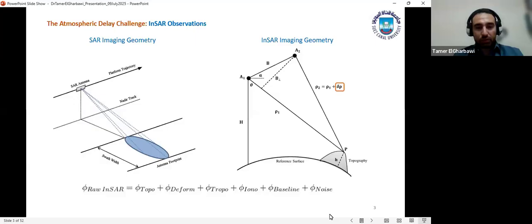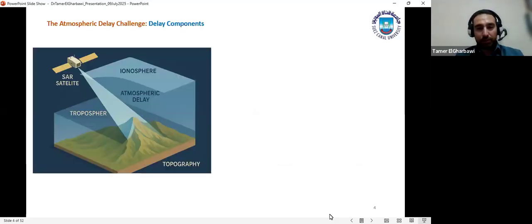If we write the general equation of InSAR, it contains the topographic effect, the deformation, the tropospheric, ionospheric, baseline effects, and noise. And one of the most crucial errors is the tropospheric and ionospheric delay. These 2 delays combined, we call atmospheric. So the atmospheric delay is divided into tropospheric and ionospheric. These mainly mask the deformation signal that we are interested in.